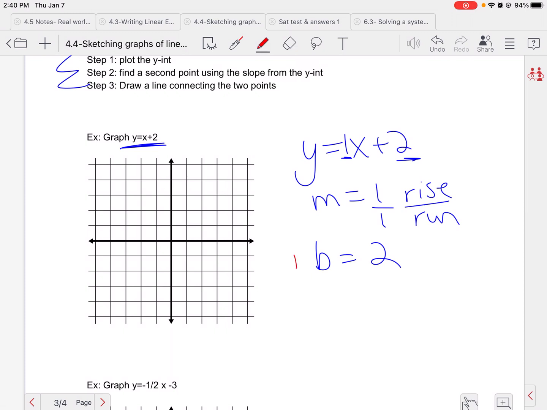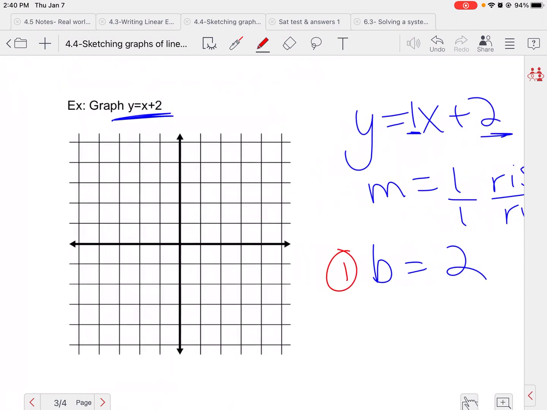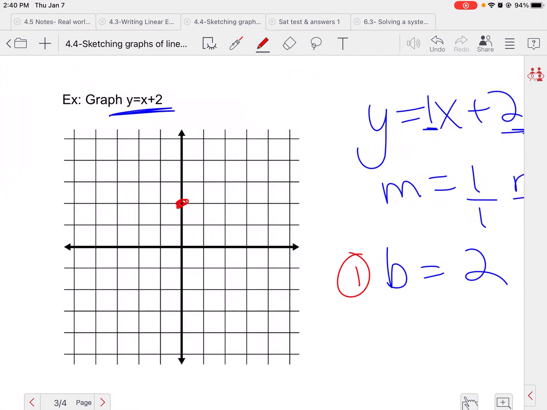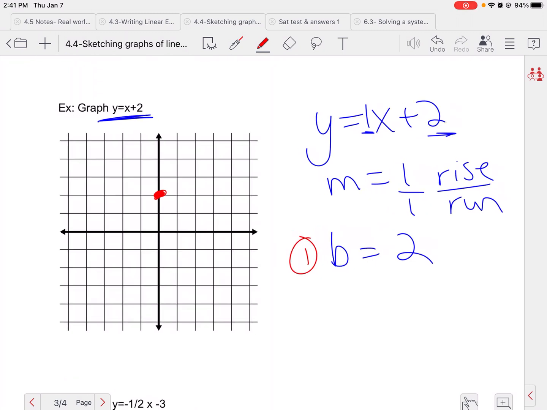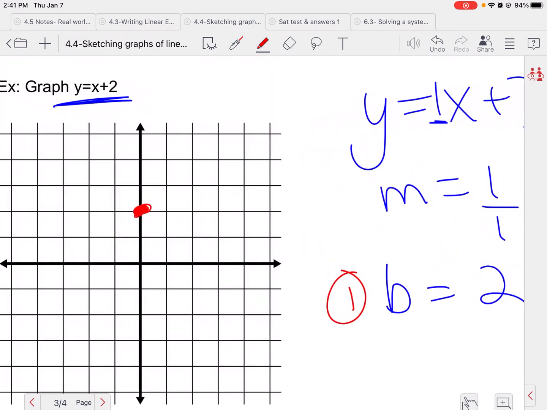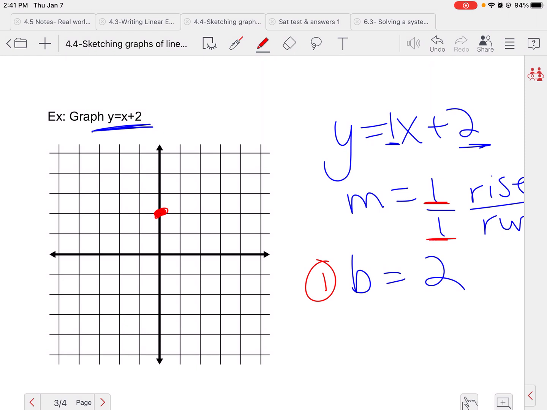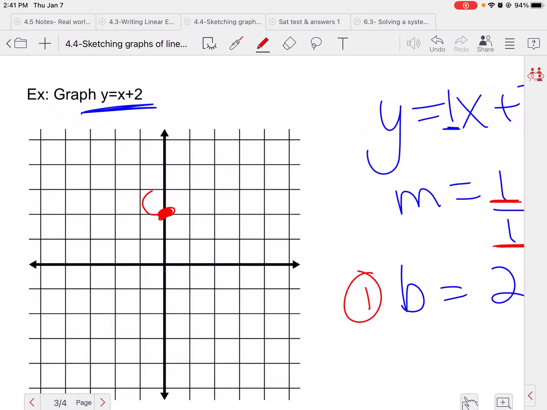So the first step is we plot the y-intercept. Well, the y-intercept is 2. And so since it's a positive 2, I'm going to go to 2 on the y-axis, since b is the y-intercept. Okay. Now from that point, we're going to use our slope to find our next point. So our slope is rise over run. So we're rising 1 and running 1. So my next point is here.